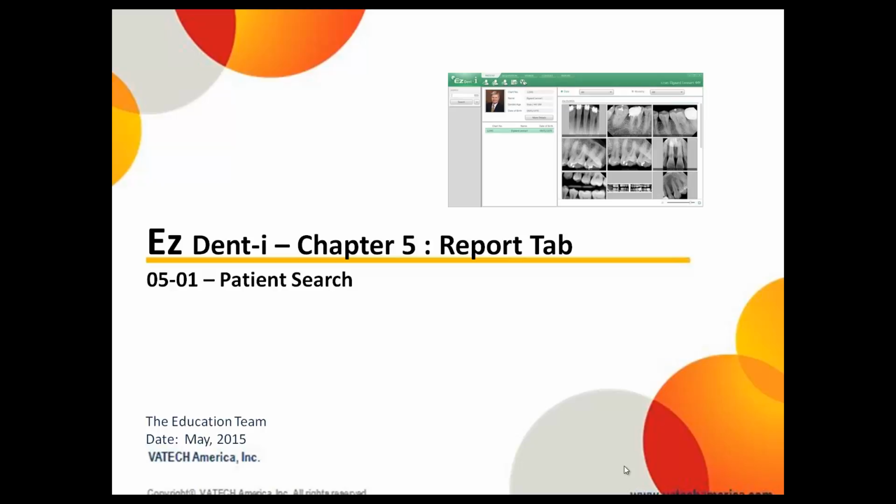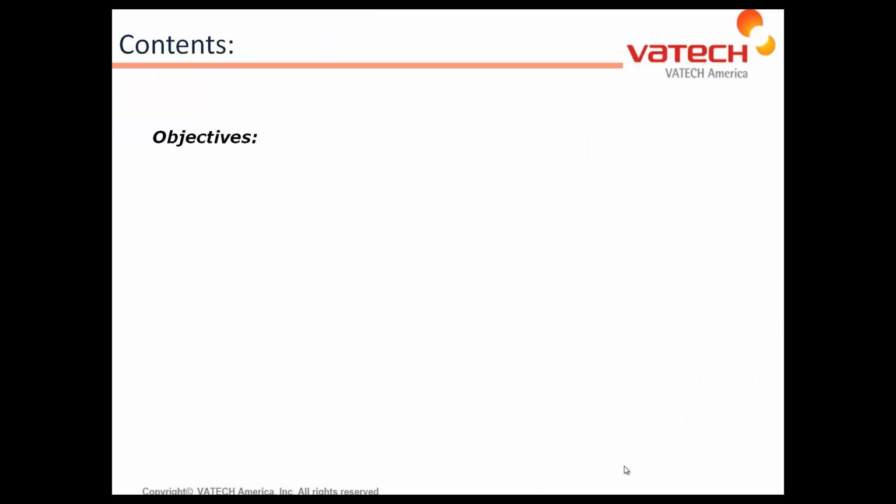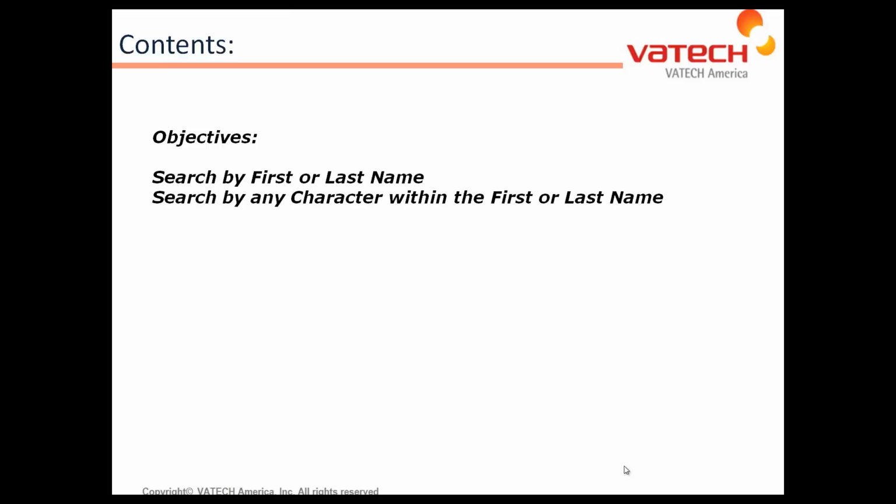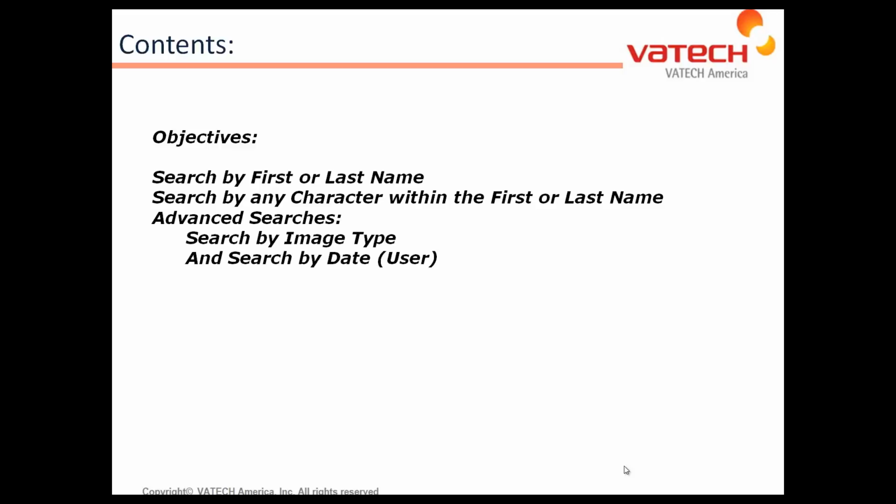EZDent I, Chapter 5, Report tab, Performing a Patient Search. The objectives will be to search either by first or last name, search by any character within the first or last name, as well as perform an advanced search, including searching by image type and search by date or user.